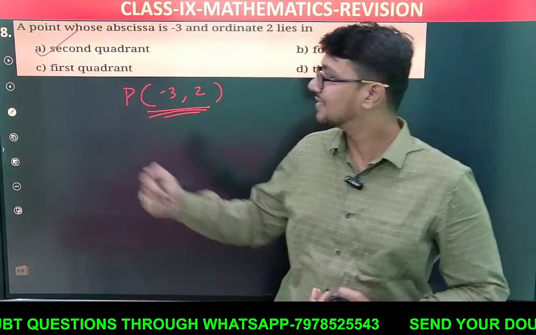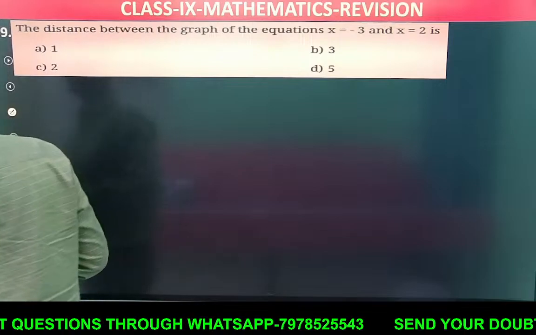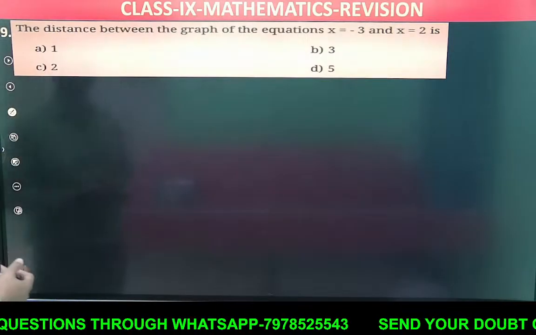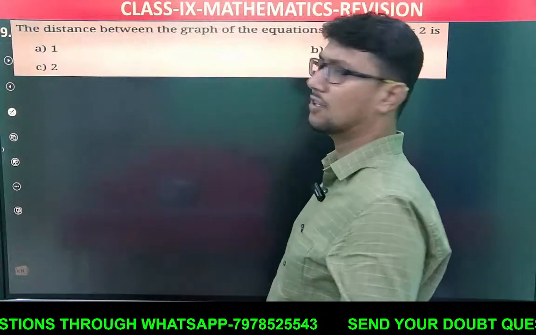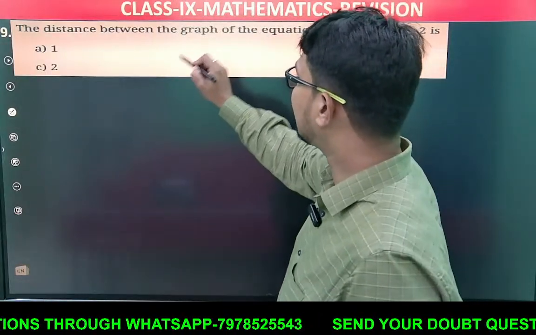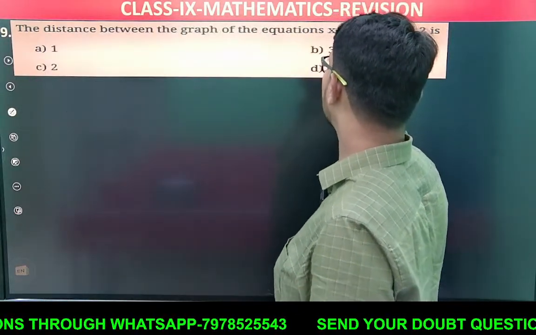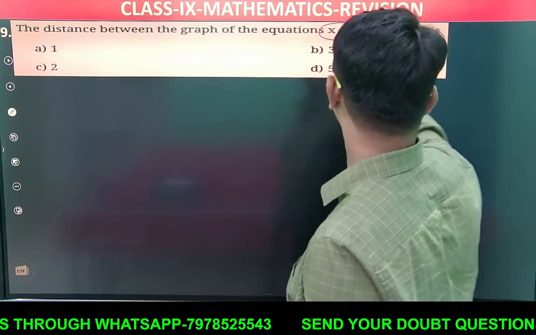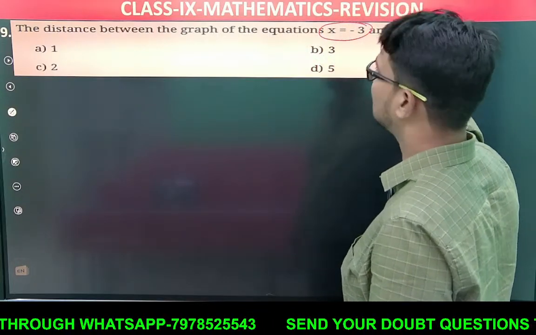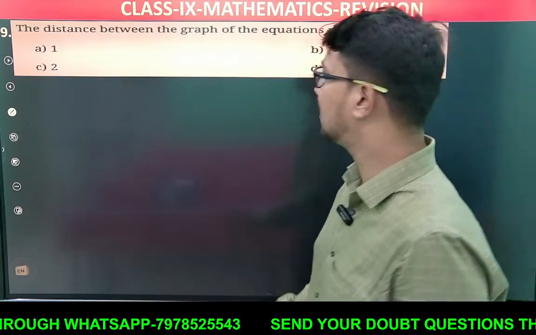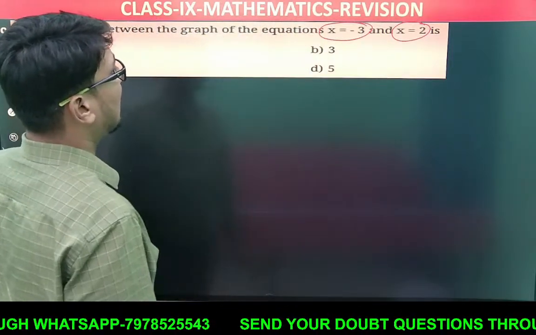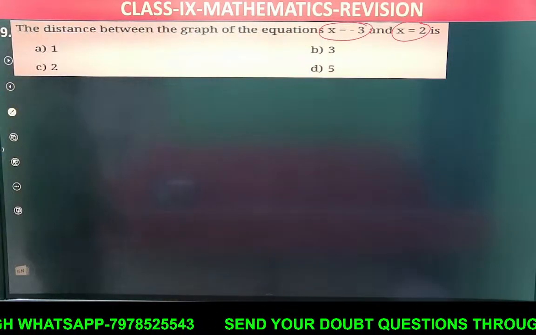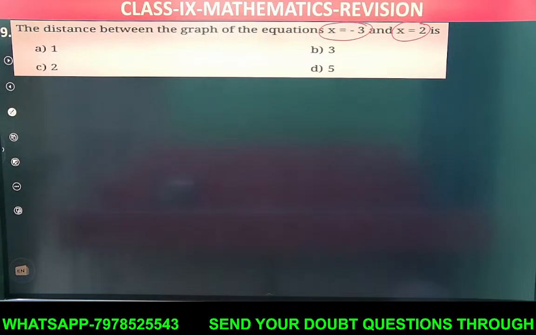Let us move. The next question, again you try. The distance between the graph of the equation x equals -3 and x equals 2 is what? Let us try.